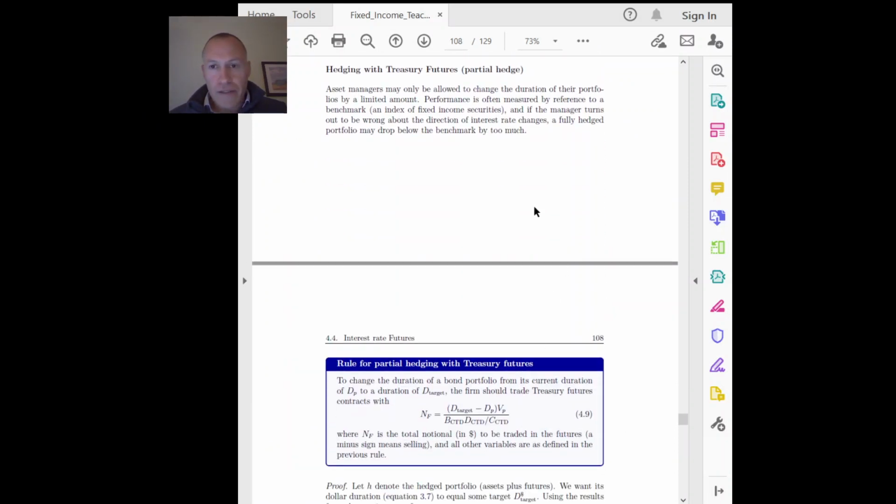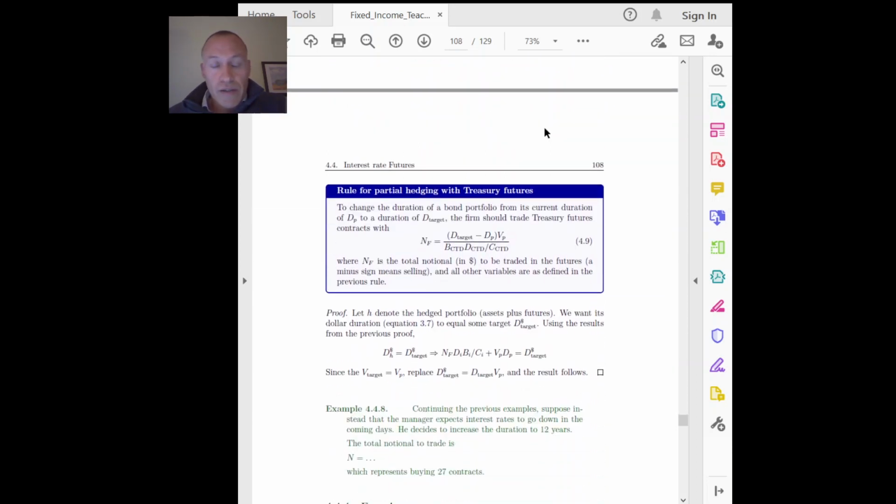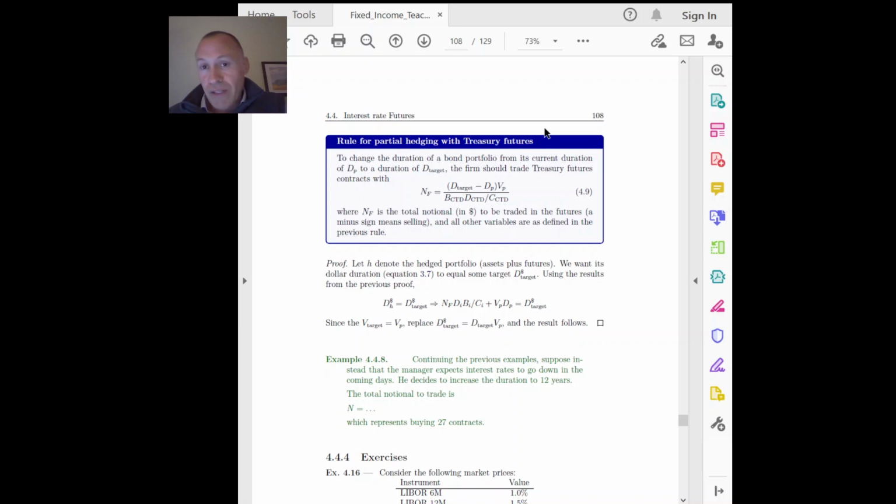All right, this formula that we just saw was a total hedge in the sense that we were setting the duration of the portfolio to 0. In practice, asset managers may not want to do that. The idea is that they are usually benchmarked, and if they decide to change the duration by a lot and they are wrong, then they may deviate too much from the benchmark. So what they are allowed to do may be limited. They may only want to change the duration by a given amount.